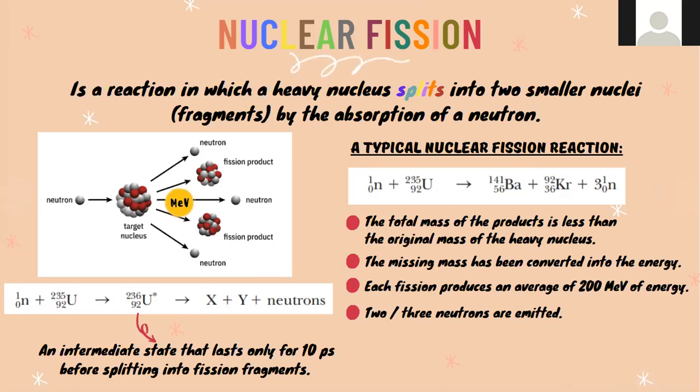And if you're wondering how much that is, that amount of energy is about 100 million times the energy released in the combustion of a molecule of octane used in gasoline engines. That's really a lot and huge. And then we'll be having two or three neutrons emitted in every reaction. So why is it not a fixed number? Why are they saying it's either two or three?